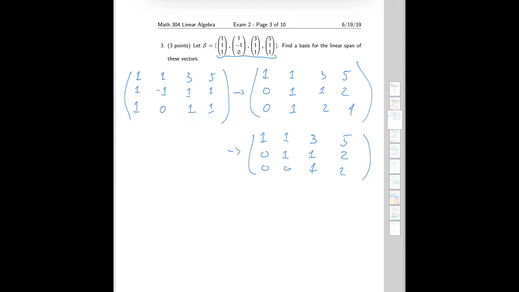Okay, so now this is in row echelon form, and we see that the pivot columns are the first, second, and third columns. So this means that a basis for the linear span of these 4 vectors is the first 3 vectors: 1, 1, 1; 1, minus 1, 0; 3, 1, 1. So this is one basis for the linear span, and that was one method to find a basis for the column space.